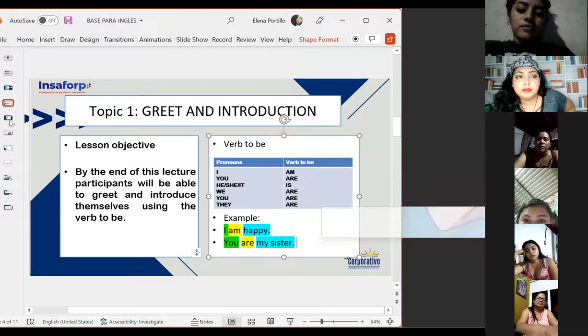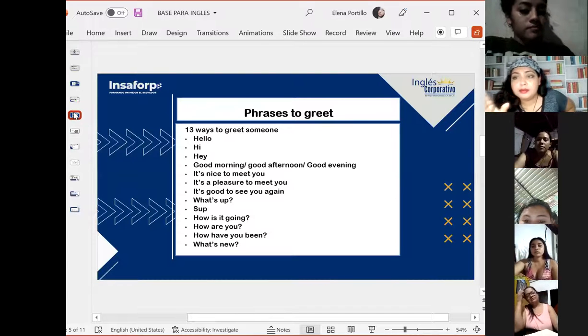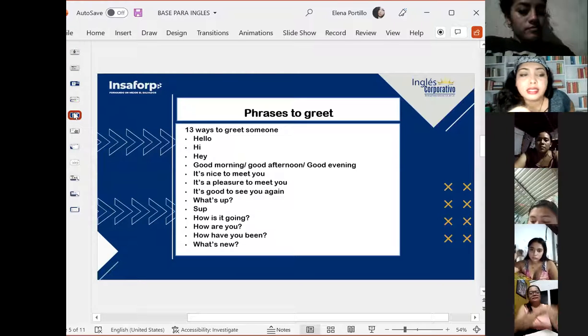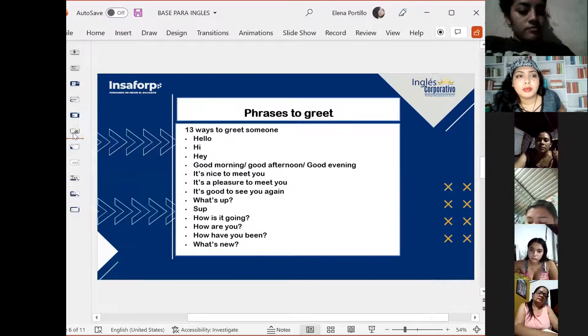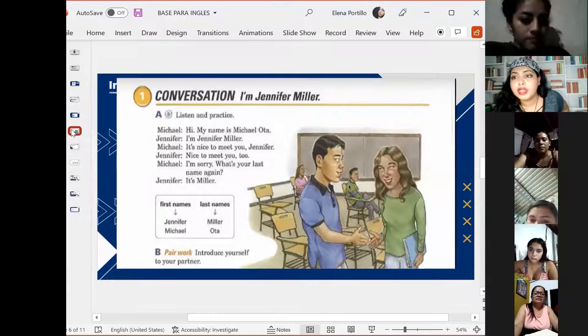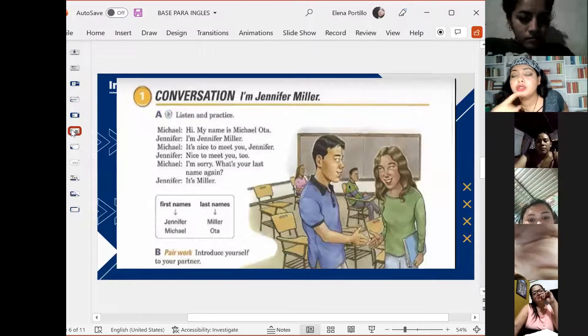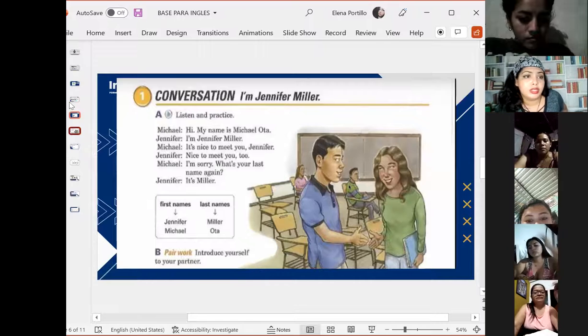So let's see. We have here phrases to greet. Then after we read these sentences, we are going to see this part. Let's see, this conversation. We are going to read it, we are going to explain it, we are going to see the examples, and then we are going to reproduce that information.